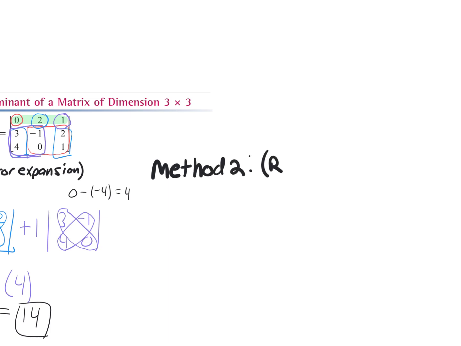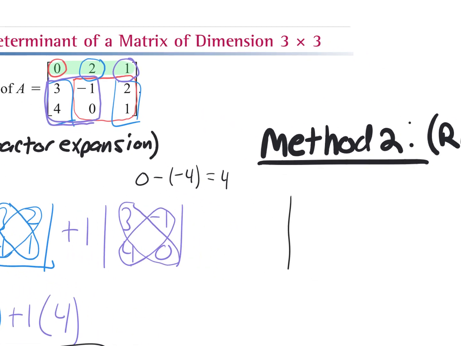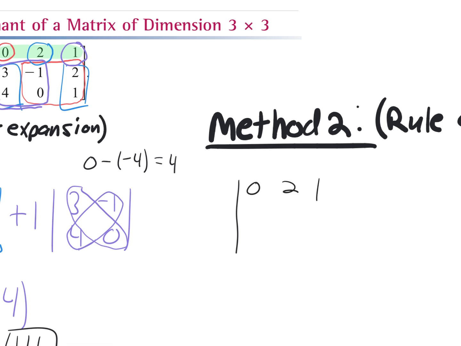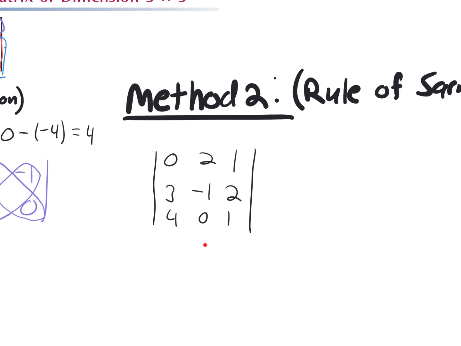Again, if you want to do your own research, we can call this the rule of Sarrus, S-A-R-R-U-S. So this is a second method. To solve it using this method, I'm going to write the matrix as I see it. So 0, 2, 1, 3, -1, 2, 4, 0, 1. And then right outside of it, I'm going to write these first two columns exactly as I see it. So these first two columns right outside of it. So 0, 3, 4, and 2, negative 1, 0.